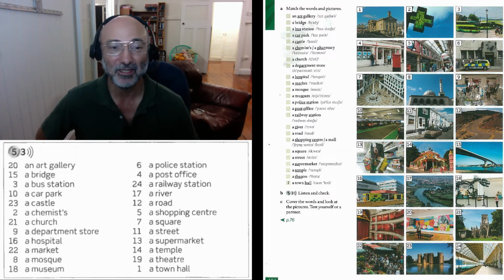Number 16 is a hospital. Number 17 is a river. Number 18 is a museum. Number 19 is a theatre. Number 20 is an art gallery. Number 21 is a church. Number 22 is a market. Number 23 is a castle. And number 24 is a railway station.